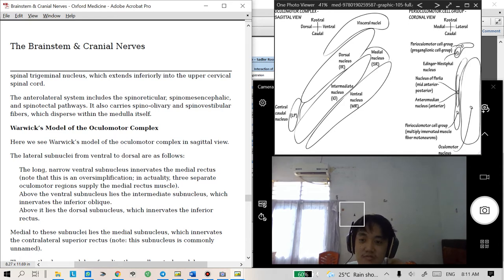Note that this is an oversimplification. In actuality, three separate oculomotor regions supply the medial rectus muscle. Above the ventral subnucleus lies the intermediate subnucleus, which innervates M obliquus inferior. Above it lies the dorsal subnucleus, which innervates the M rectus inferior. Medial to these subnuclei lies the medial subnucleus, which innervates the contralateral M rectus superior. Note, this subnucleus is commonly unnamed.